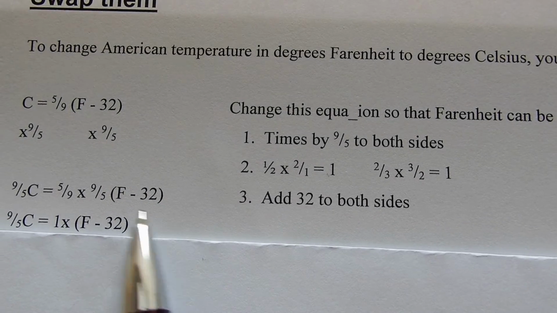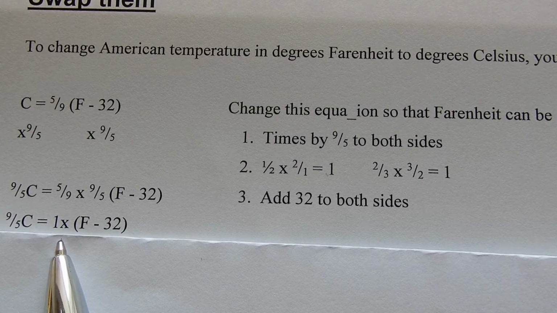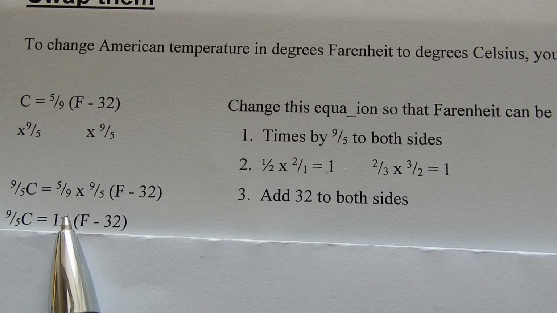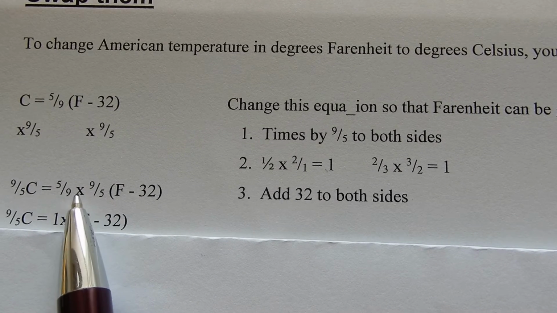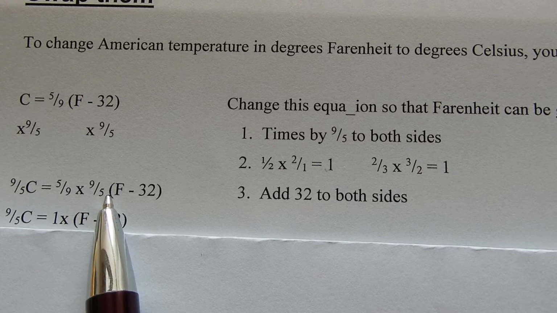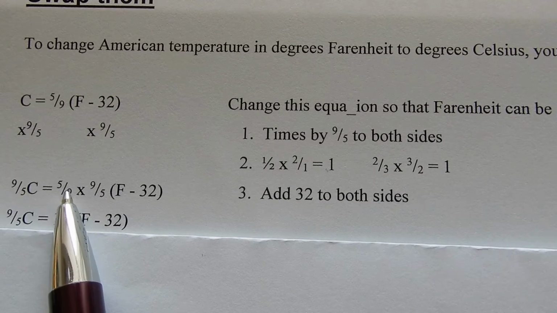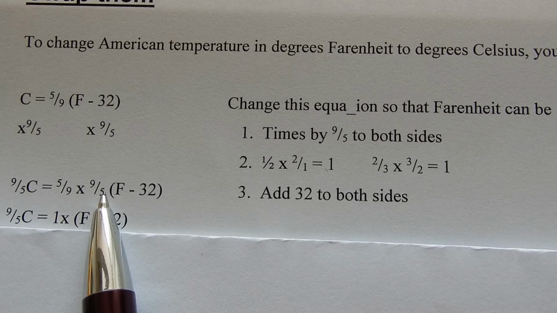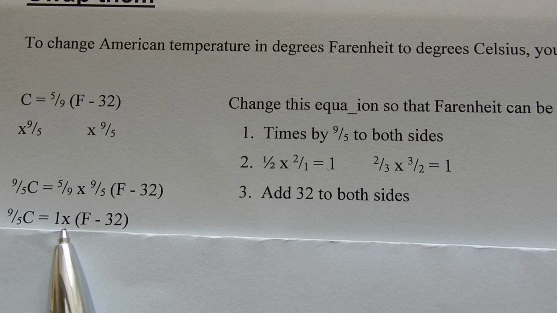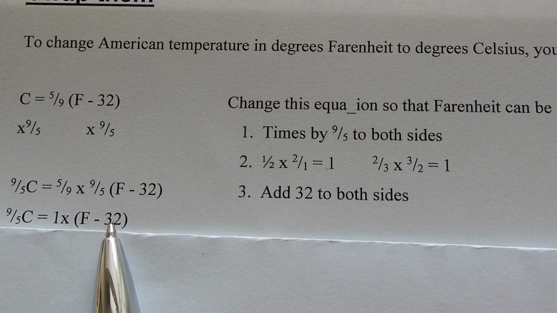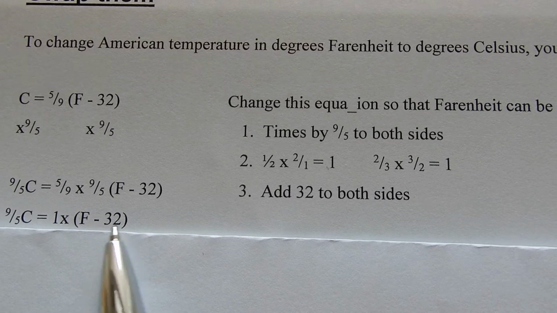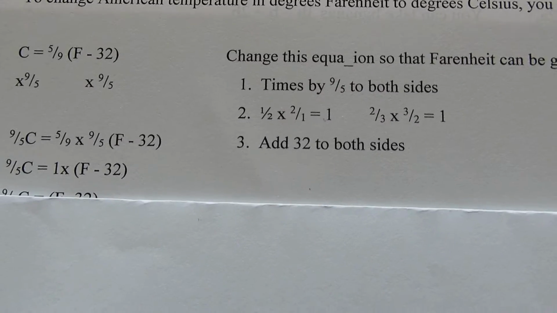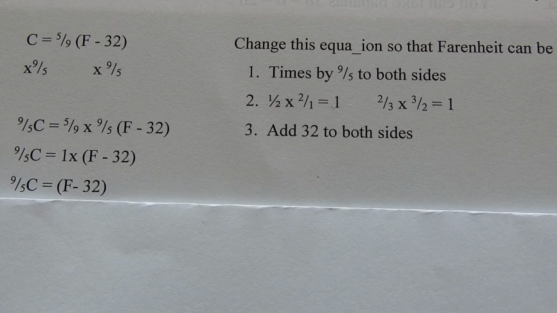So 45 45ths is worth 1, just like 3/3 is worth 1 and 2 halves is worth 1. 45 on the top and 45 on the bottom gives you 1. Times the tops times the bottoms when you're timesing fractions. 1 times F minus 32, well, times something by 1, you get the same thing back. Just get F minus 32.